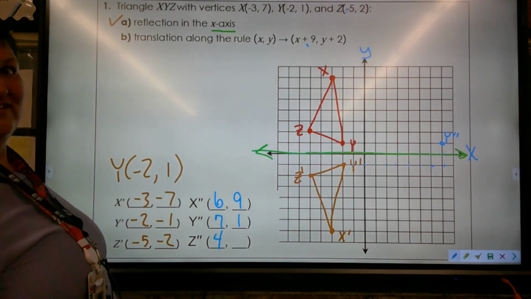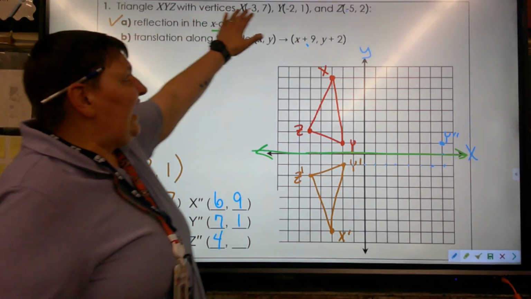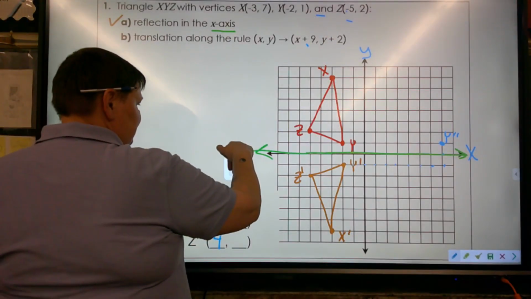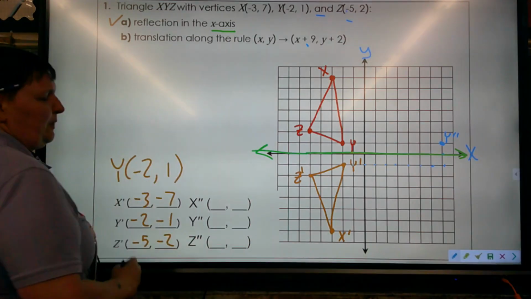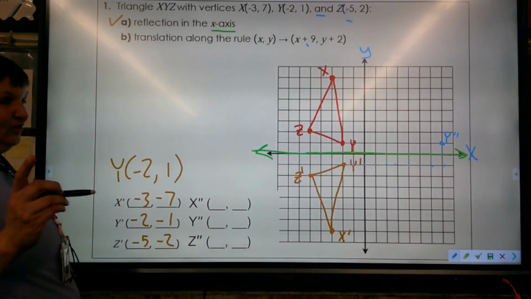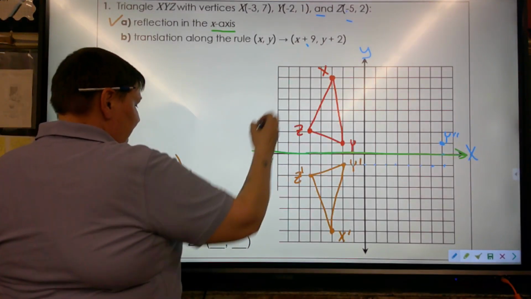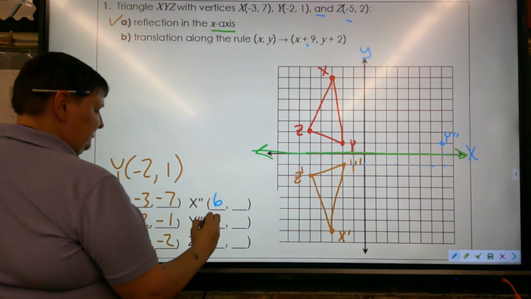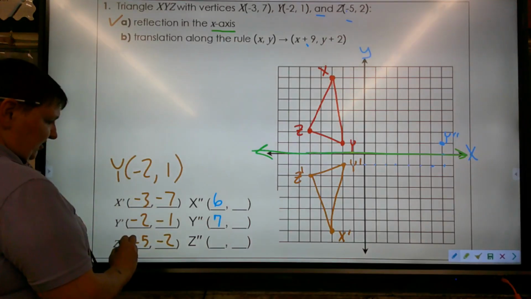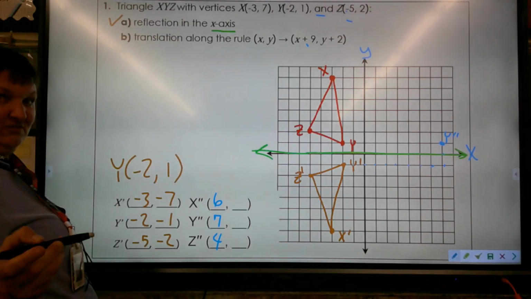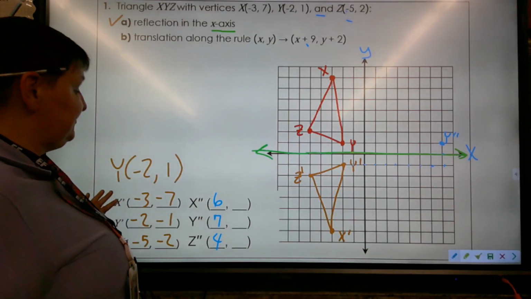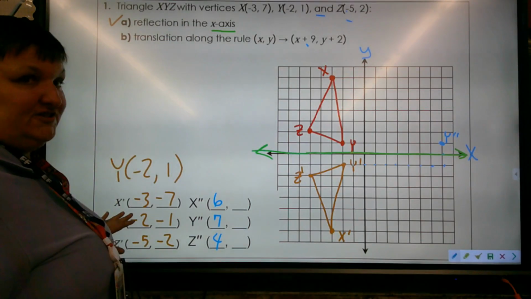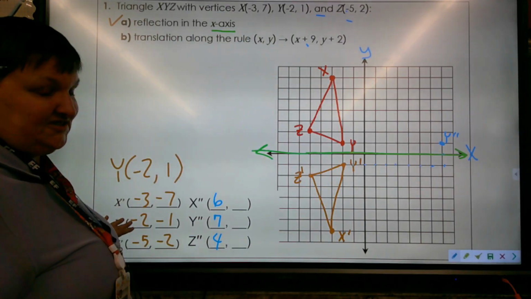Oh, I did it again. Why didn't you stop me? We're not adding it to the original values. We're adding it to our new coordinates. Let's see if I screwed it up completely. You almost got me. We're adding 9 to negative 3, which is still 6. We're adding 9 to negative 2, which is still 7, and 4. So we didn't screw up the x's. We only screwed up the y's, because the x's didn't change with the first transformation.